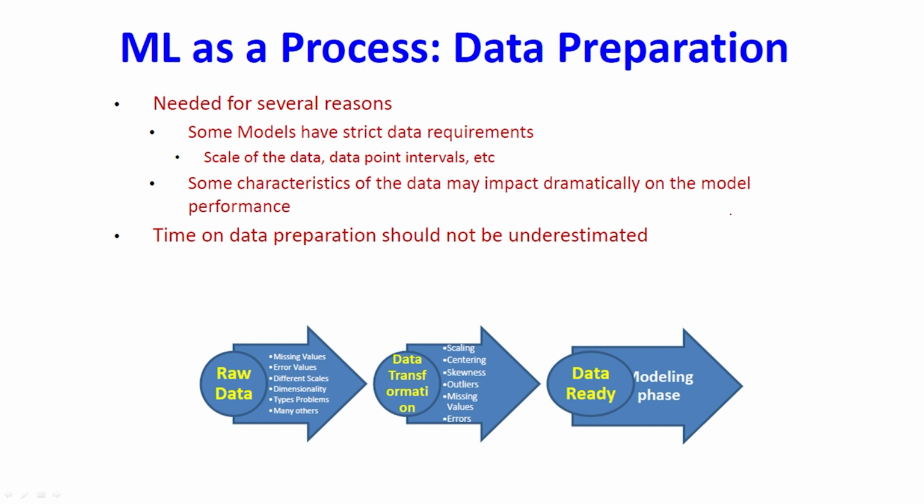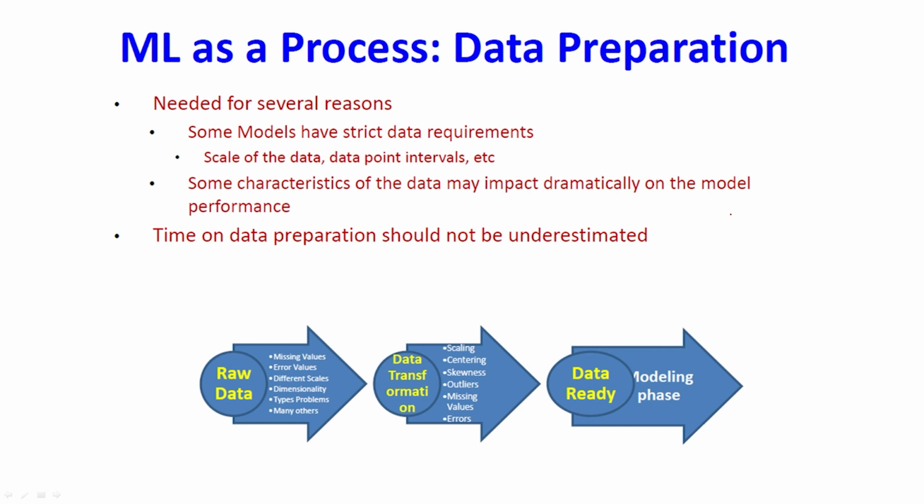But in raw data you will have a lot of things, like error values, missing values, different scales, dimensionality, and different kinds of problems, as data are collected for different problems and many other things. So, that is why you have to transform the data, you have to do scaling, you may have to center, you may have to find the skewness, outliers have to be removed, missing values have to be found out, and we have to add the errors. That is what is called the first phase in machine learning, data preparation.